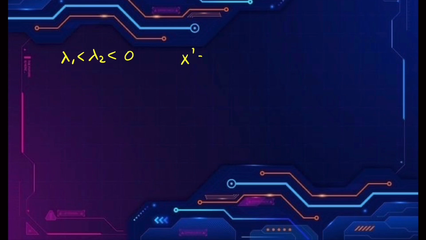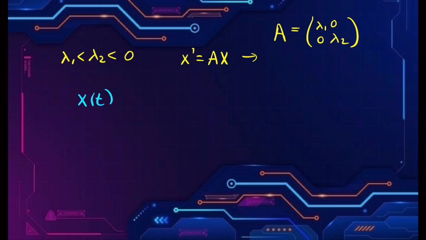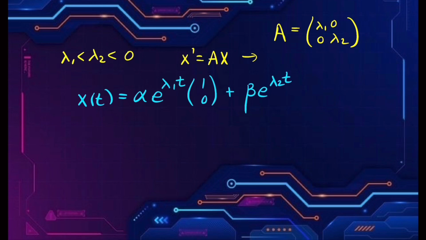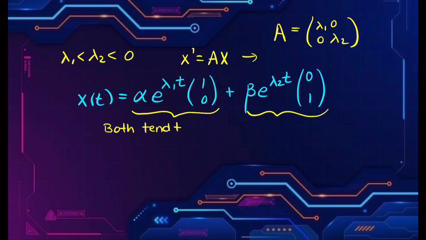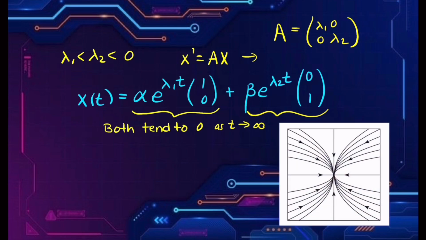Alright, so let's consider the case where the eigenvalues are both negative. Given the matrix of the form again, lambda 1, 0, 0, lambda 2. X of t equals alpha e to the lambda 1 t times the vector 1, 0 plus beta e to the lambda 2 t along the vector 0, 1. In this particular case, both eigenvalues are negative, so therefore both of those solutions will tend to 0 as time goes to infinity.